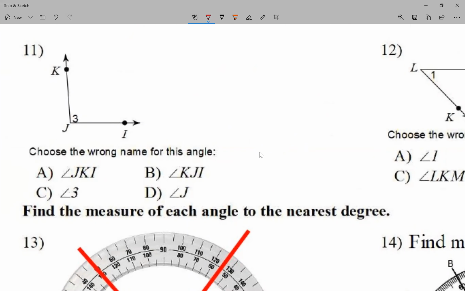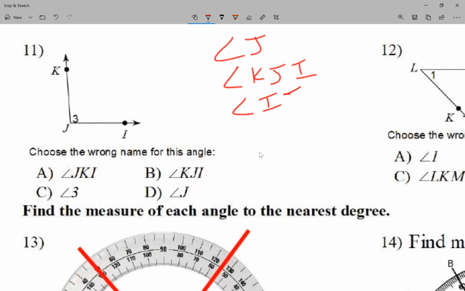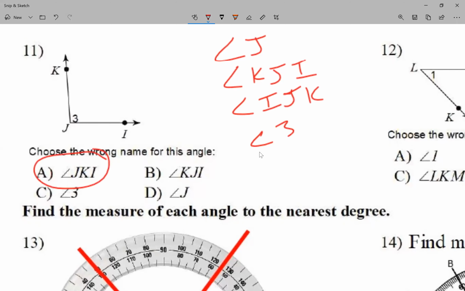So what I'm looking at here is I can call this angle J. I can call this angle KJI. I can use angle IJK, or I could call this angle 3. Those are the correct possible ways. I see here, my question A. All right, that's not one of the choices. B, C, and D are, but not A.